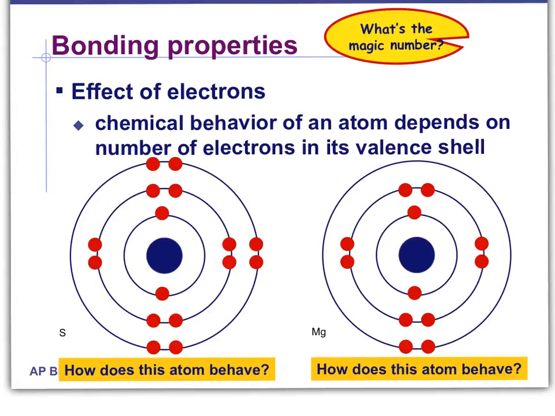On the left we have a sulfur atom, and this sulfur atom has 6 electrons in its valence shell. The magnesium on the right only has 2. Either way, these two examples are going to look to fulfill the octet rule, to have 8 electrons in their valence shell. They're going to be rather reactive with other elements.